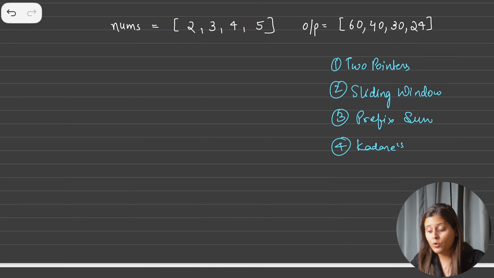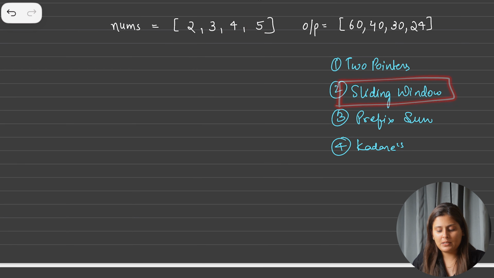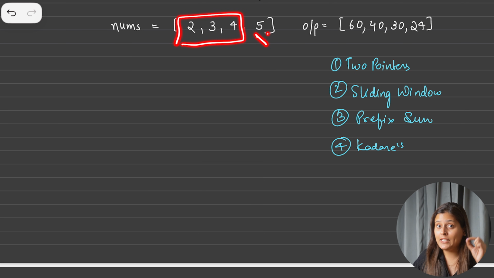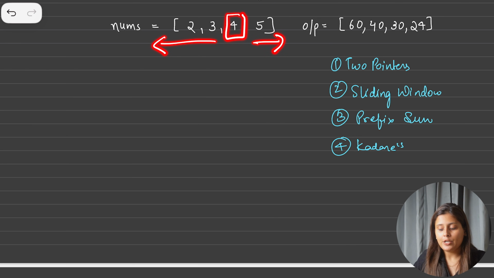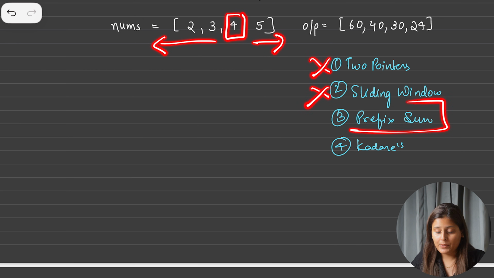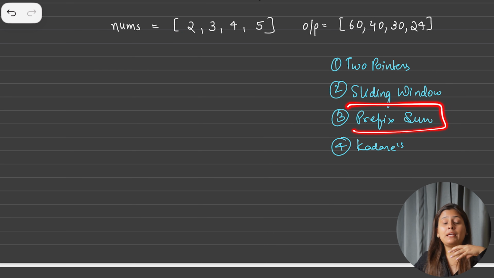Sliding window we use when we have to compute multiplication, summation, division, everything, but in a continuous window, not in a subsequence. And here you can see we are leaving out the element in between and we are calculating the left and right products, correct? So hence no two pointers, no sliding window. Now let's talk about prefix sum. Prefix sum is something where we calculate either summation or product, whatever, and then use it for multiple queries.